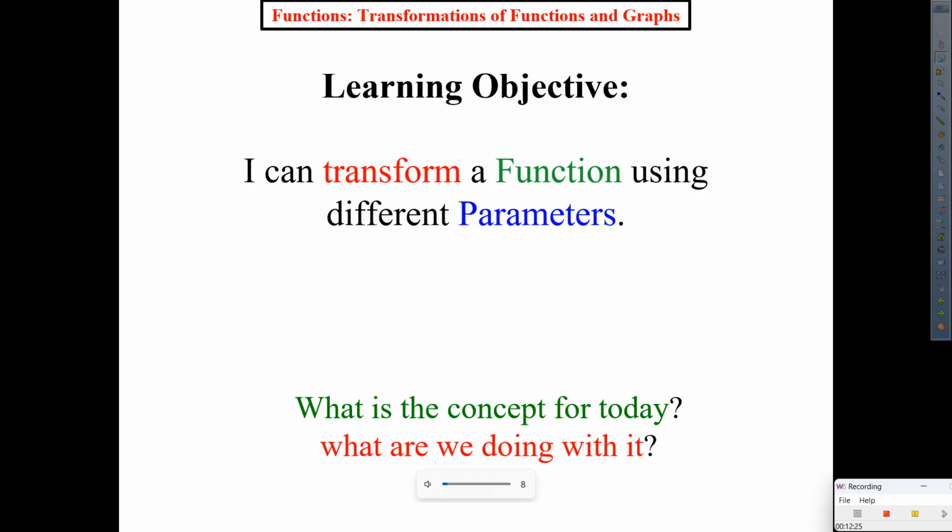Here we go. Our objective for today is to transform a function using different parameters. So we're back where we left off. Today's going to be a day just to make sure we know where we're at, because we're about to move on starting tomorrow. So we're still in the middle of functions. Remind your neighbor a definition of functions without looking at your notes. What is a function? Tell your neighbor, what is a function?